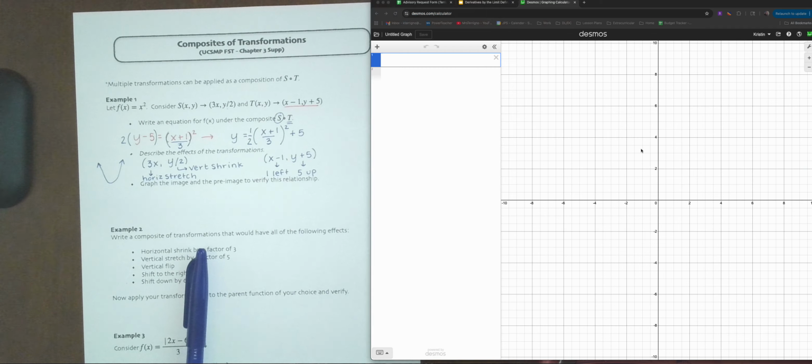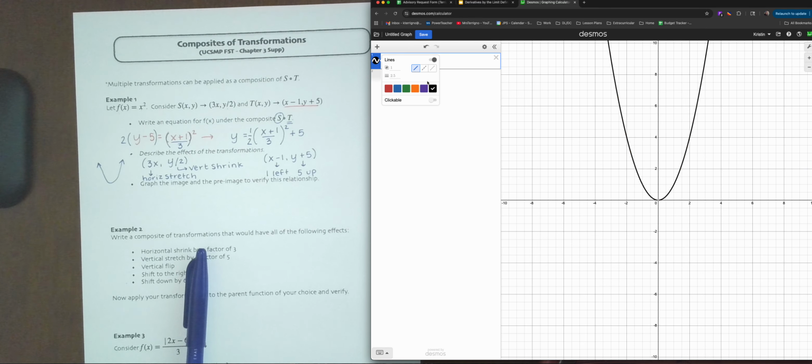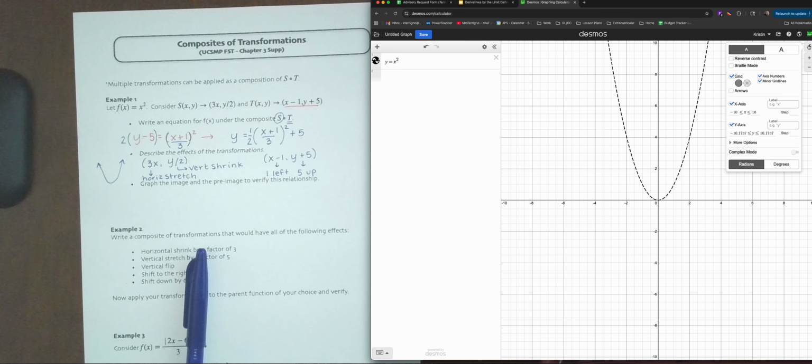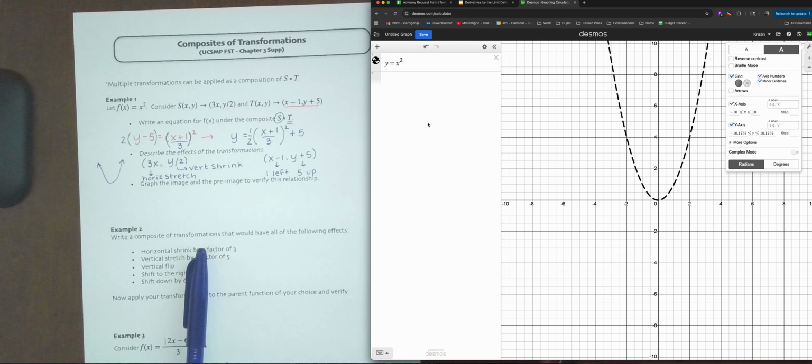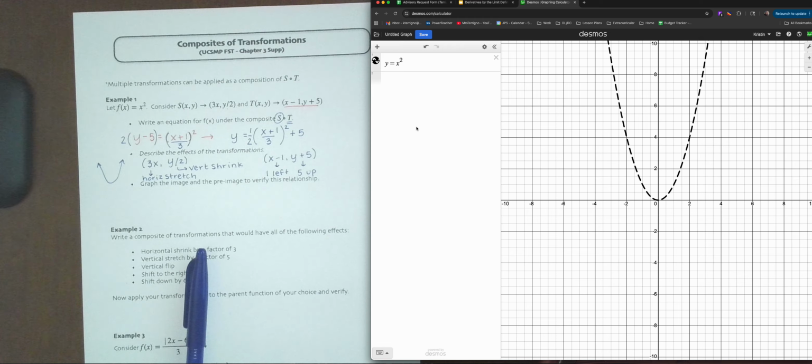Okay, I do want to hop over to Desmos and show this to you. So let's start with just y equals x squared. And I'm going to take that and make it a black dotted line. Might also make it a little bolder so you can see it. So there's my original y equals x squared.